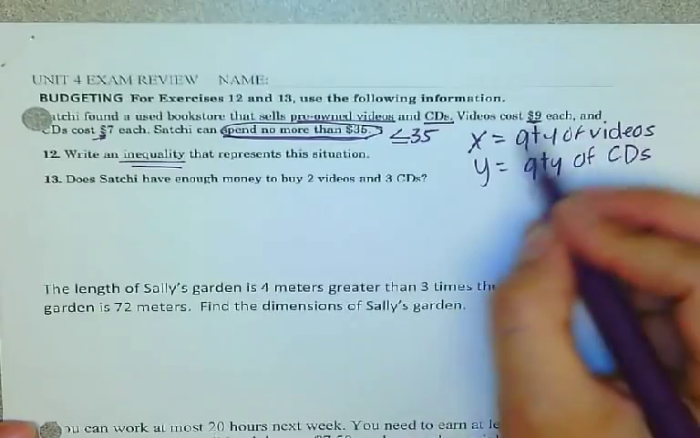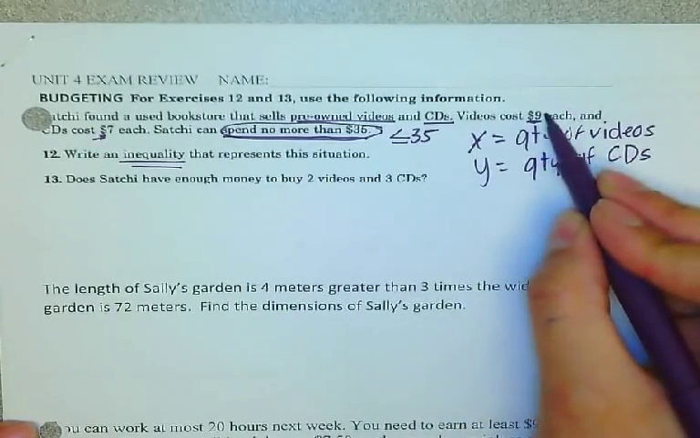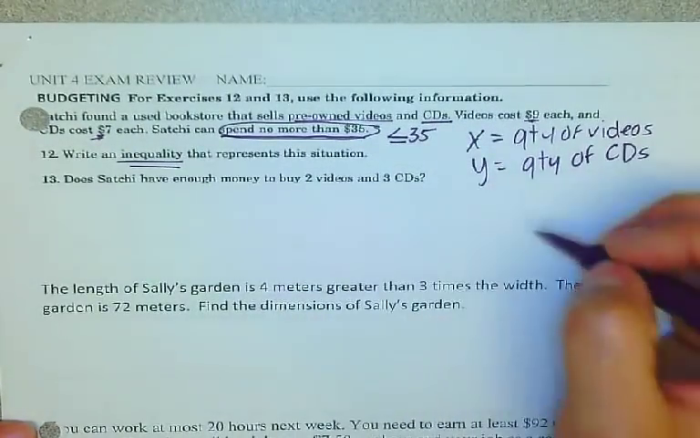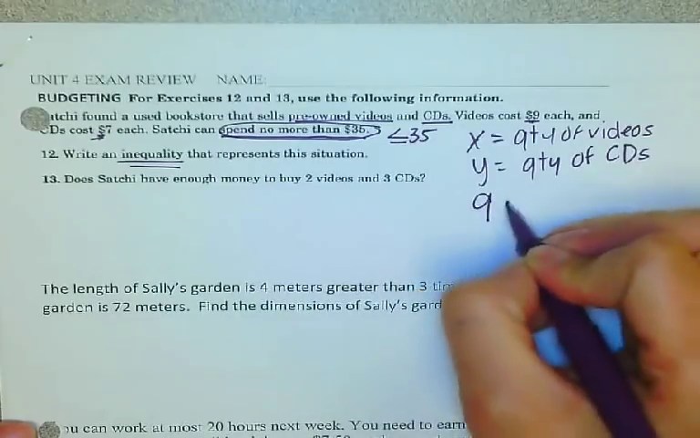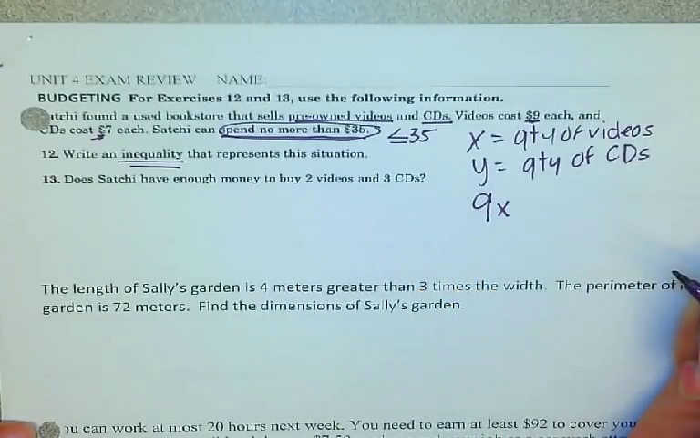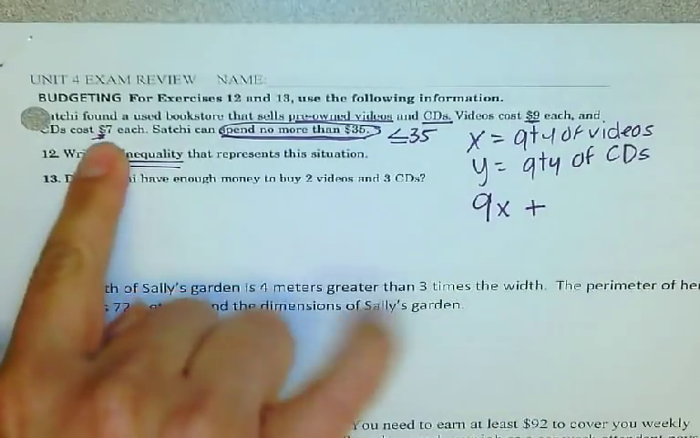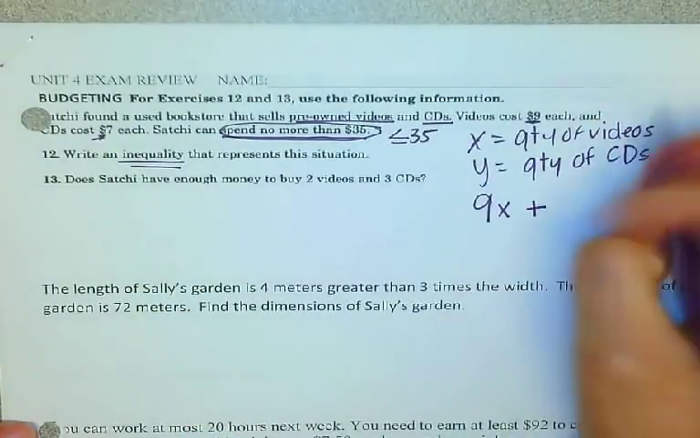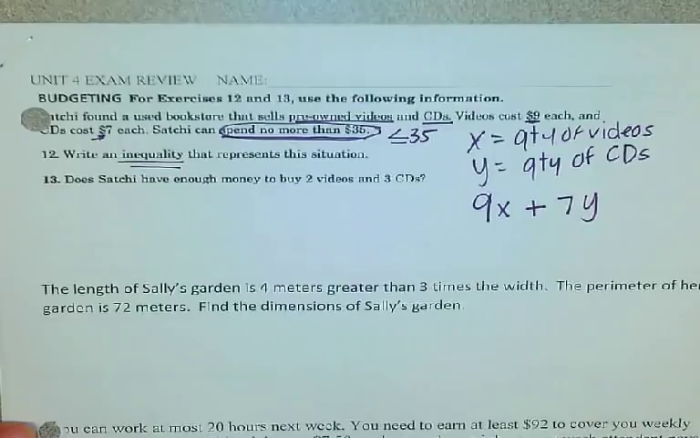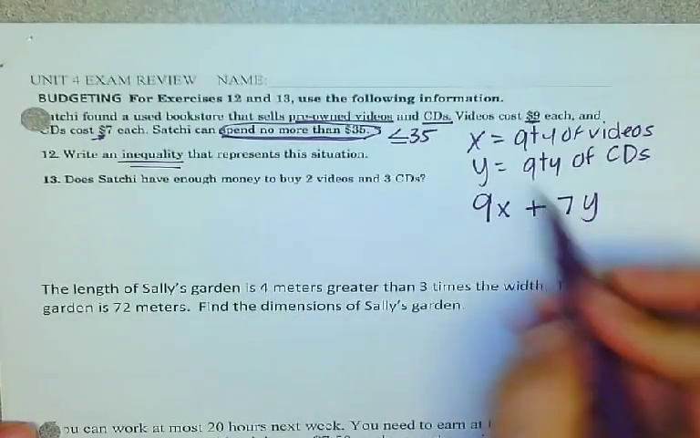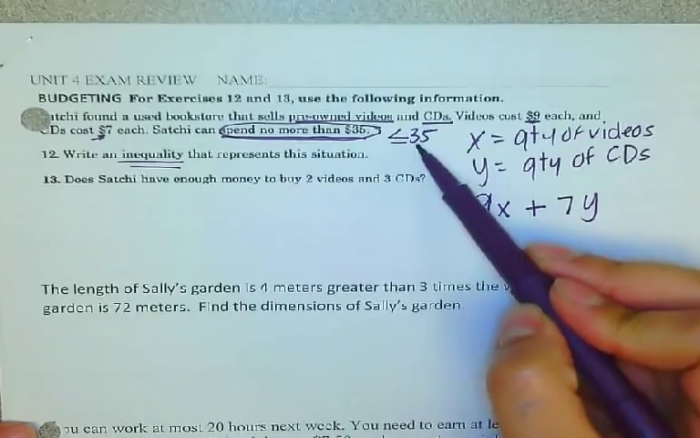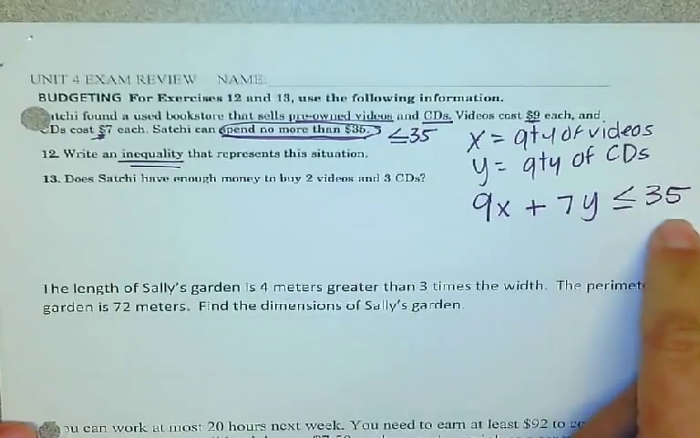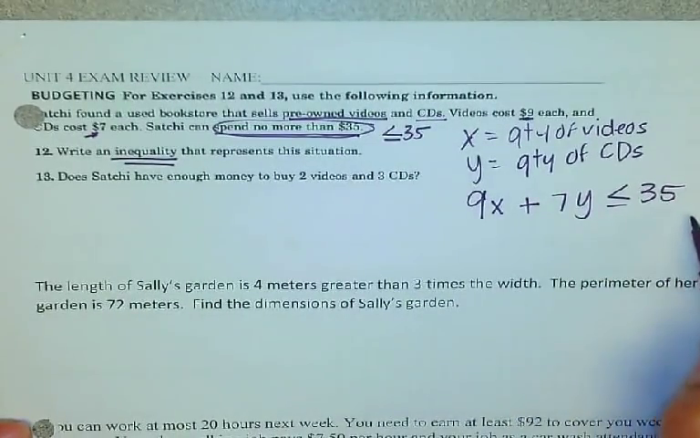If X is the quantity of the videos, and I multiply that times $9, I will get the whole amount of money that I'm going to spend on just videos. So 9 times X will be the whole amount I'm going to spend on only videos. If I add to that the $7 times the quantity of CDs, that's how much I'm going to spend just on CDs. So $7 times the Y will be the CDs. When I add all of this together, I have to spend no more than $35. In other words, that or less. $35 will be included when you say no more than. So this would be my inequality that they're looking for.